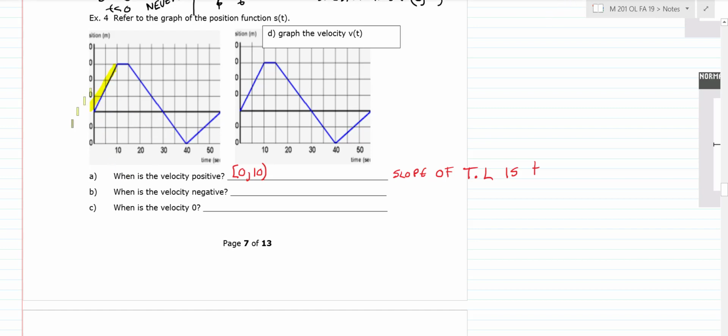Where's another place where you have a positive sloping tangent line? Right here, from 40 to, I guess that would be about maybe 55. So we'll say the same thing on this. Okay, so the other place is going to be at 40. Again, you have a sharp point, so you're not differentiable there. So we say that, okay.